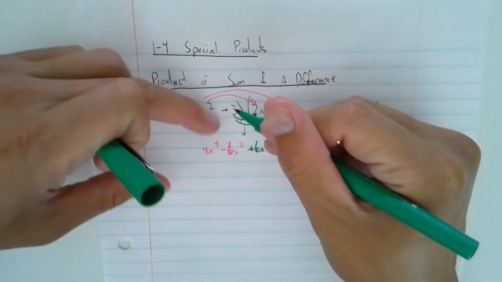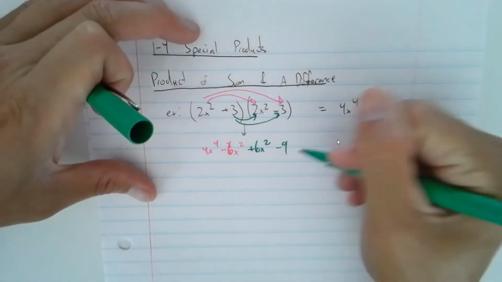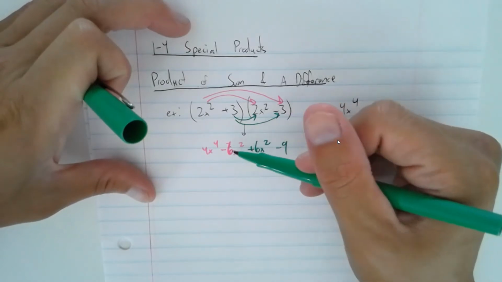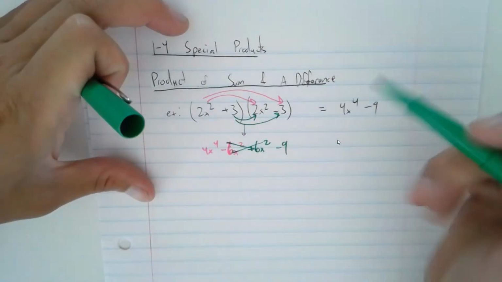And then positive 3 times minus 3 is going to be minus 9. And if you can see here, when we combine like terms, this is a minus 6x squared and this is a plus 6x squared. See? So you do end up with this situation.